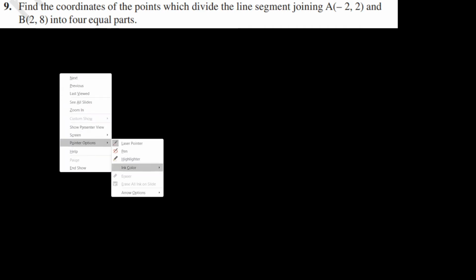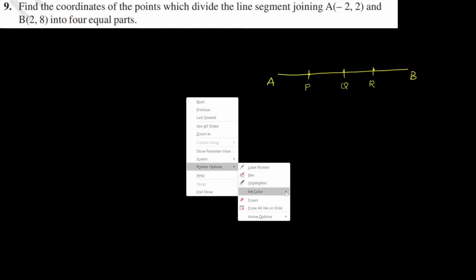Find the coordinates of the points which divide the line segment joining A(-2, 2) and B(2, 8) into 4 equal parts. Here the line AB is divided into 4 equal parts.